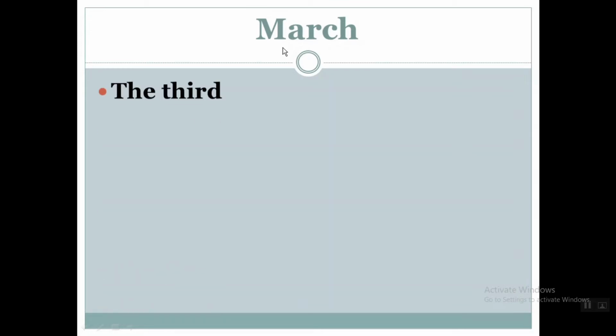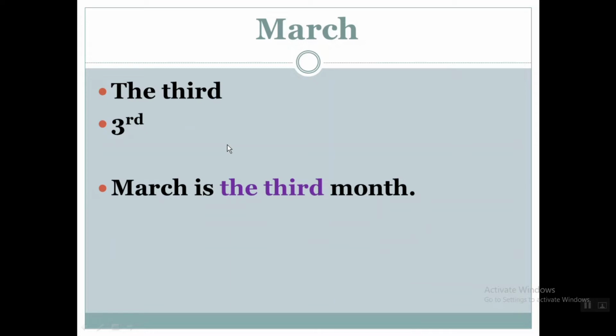Let's go to the third. Here is March. Again, March. March is the third. We can write it like this, or we can write it in this way, 3RD. The last two letters of the word third, RD. So here March is the third month.